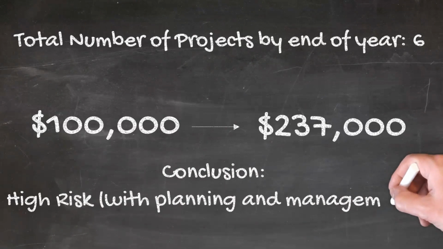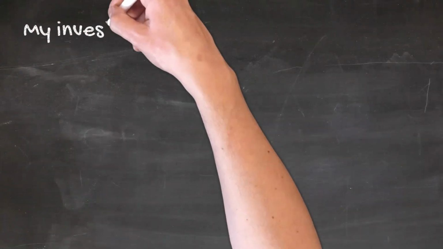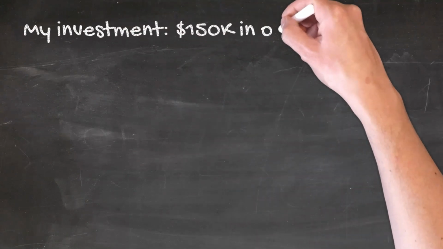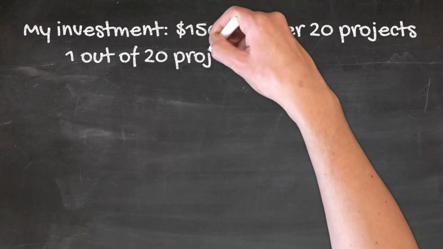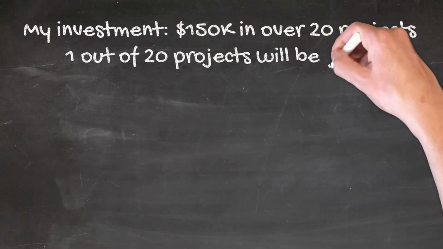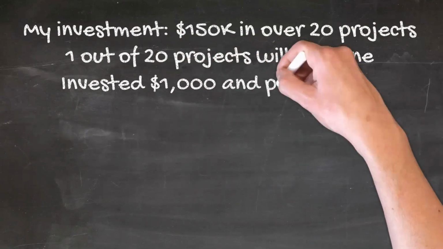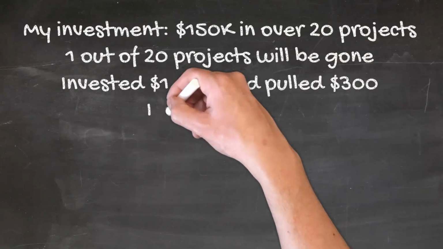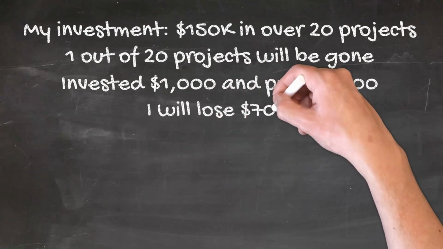In other words, there is a lot of risk, but the reward is so high that if you manage it and you plan for it, you can usually do quite well. So as of this recording, I have over 150,000 spread across 20 different projects. It's not final yet, but it looks like in the last few days that one of those 20 is disappearing. I invested 1,000 into that one. I've pulled out 300. So it looks like I'm going to end up losing $700 on that project.